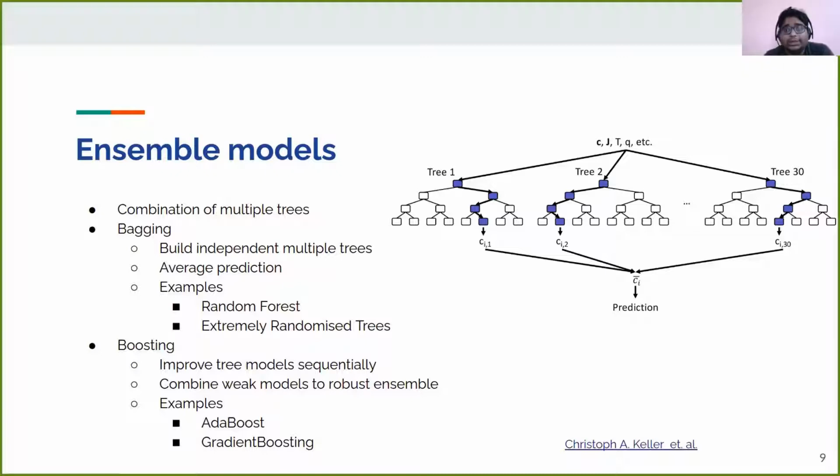On the right, we can see that there are different trees in this ensemble model, 30 trees in this ensemble model, and each tree makes a prediction, and then we take an average prediction as the final prediction of an unseen data.